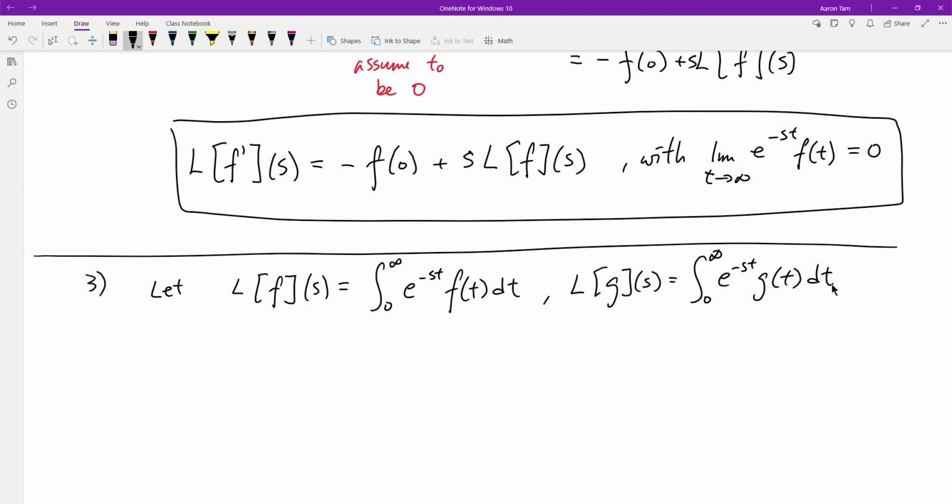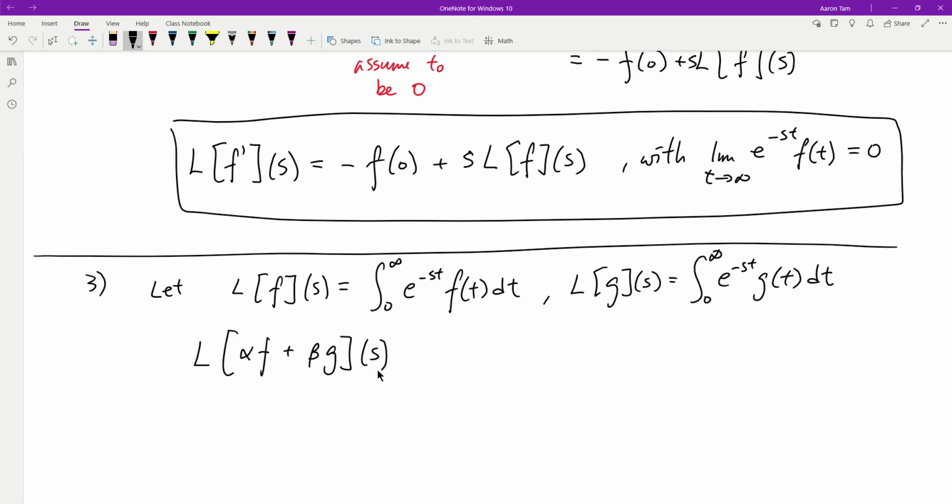Now comes the big question. What if I take the Laplace transform of some constant alpha multiplied by f plus some other constant beta multiplied by g? What would happen to this thing? And some of you might already have figured out that what I'm trying to prove right now is that the Laplace transform is a linear operation.